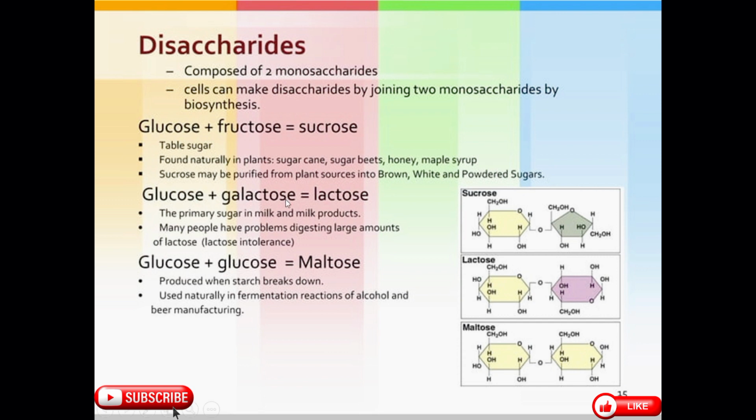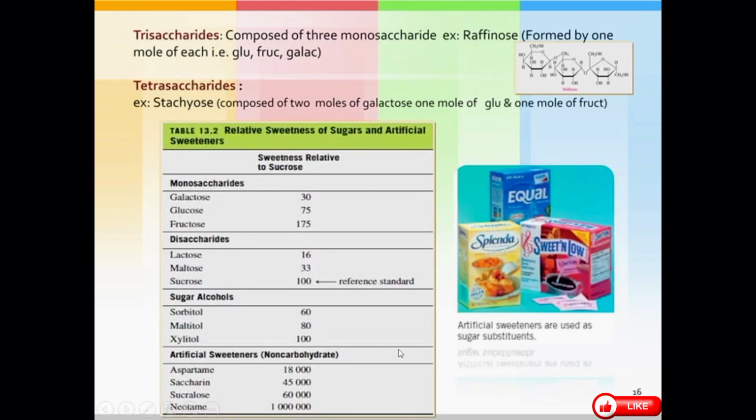Glucose plus galactose is equal to lactose, the primary sugar in milk and milk products. Many people have a problem digesting large amounts of lactose. This disorder is known as lactose intolerance. Glucose plus glucose is equal to maltose, produced when starch is broken down, used naturally in the fermentation reaction of alcohol and beer manufacturing. Their structural formulas present sucrose, lactose, and maltose.